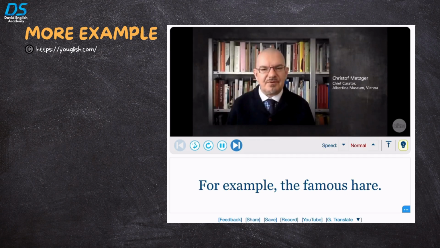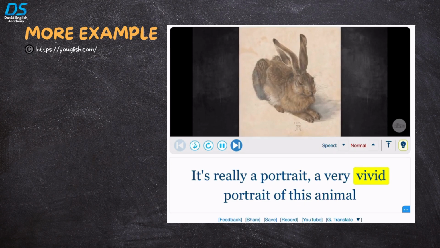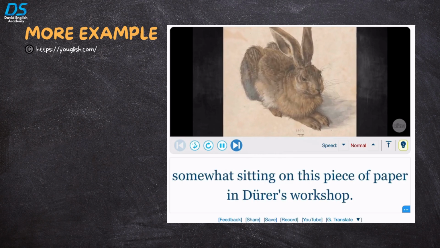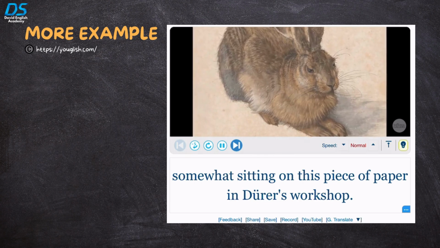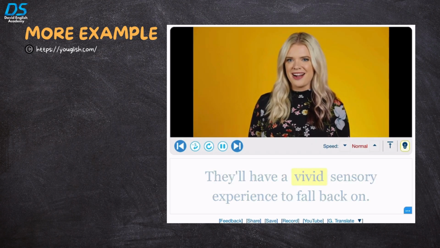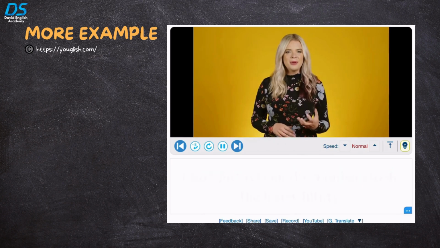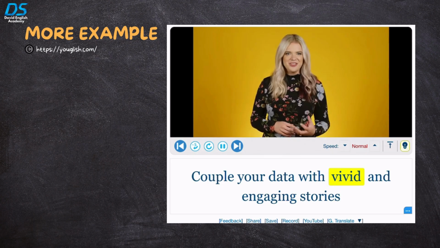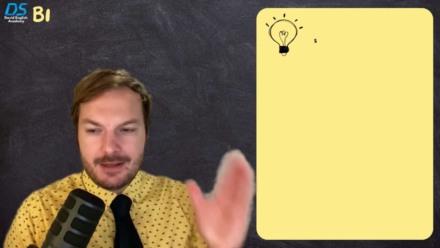For example, the famous hare. It's really a portrait, a very vivid portrait of this animal somewhat sitting on this piece of paper in Dürer's workshop. They'll have a vivid sensory experience to fall back on. Don't just rely on the numbers to do the heavy lifting. Couple your data with vivid and engaging stories to make it more compelling for your teams and stakeholders.